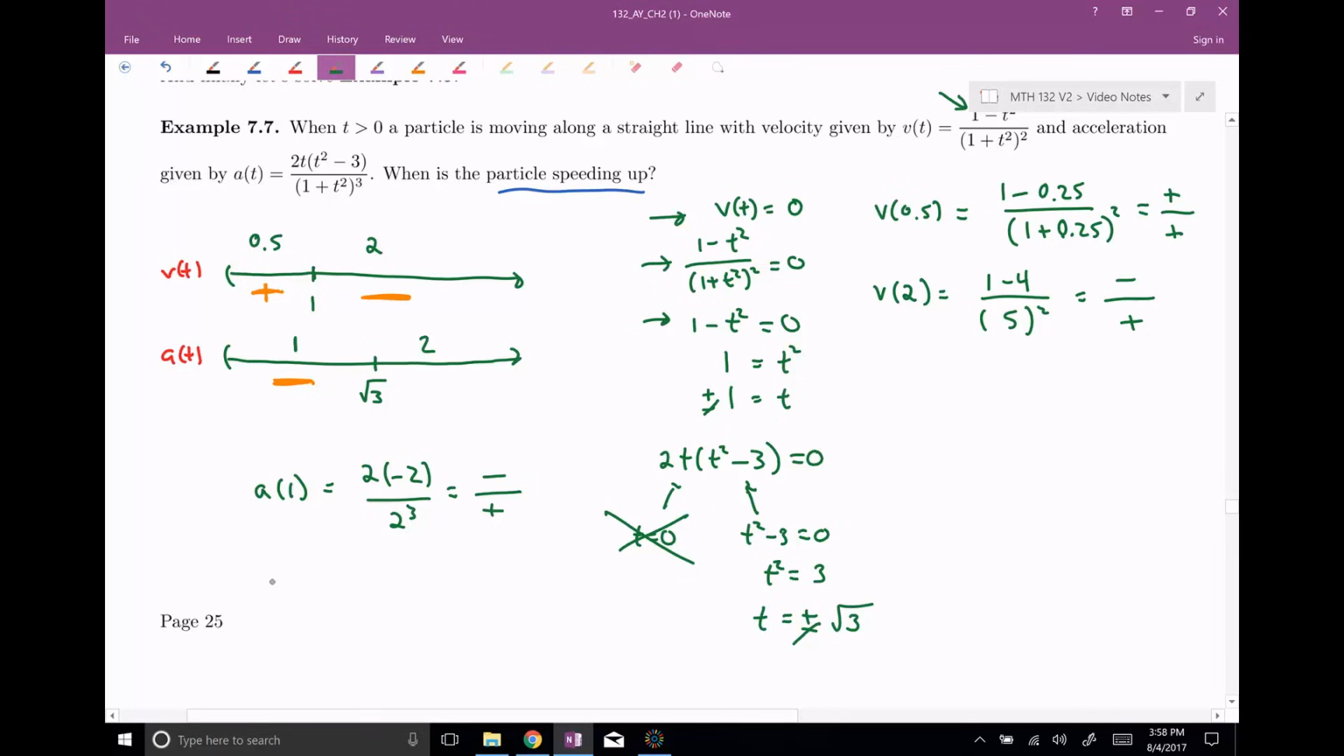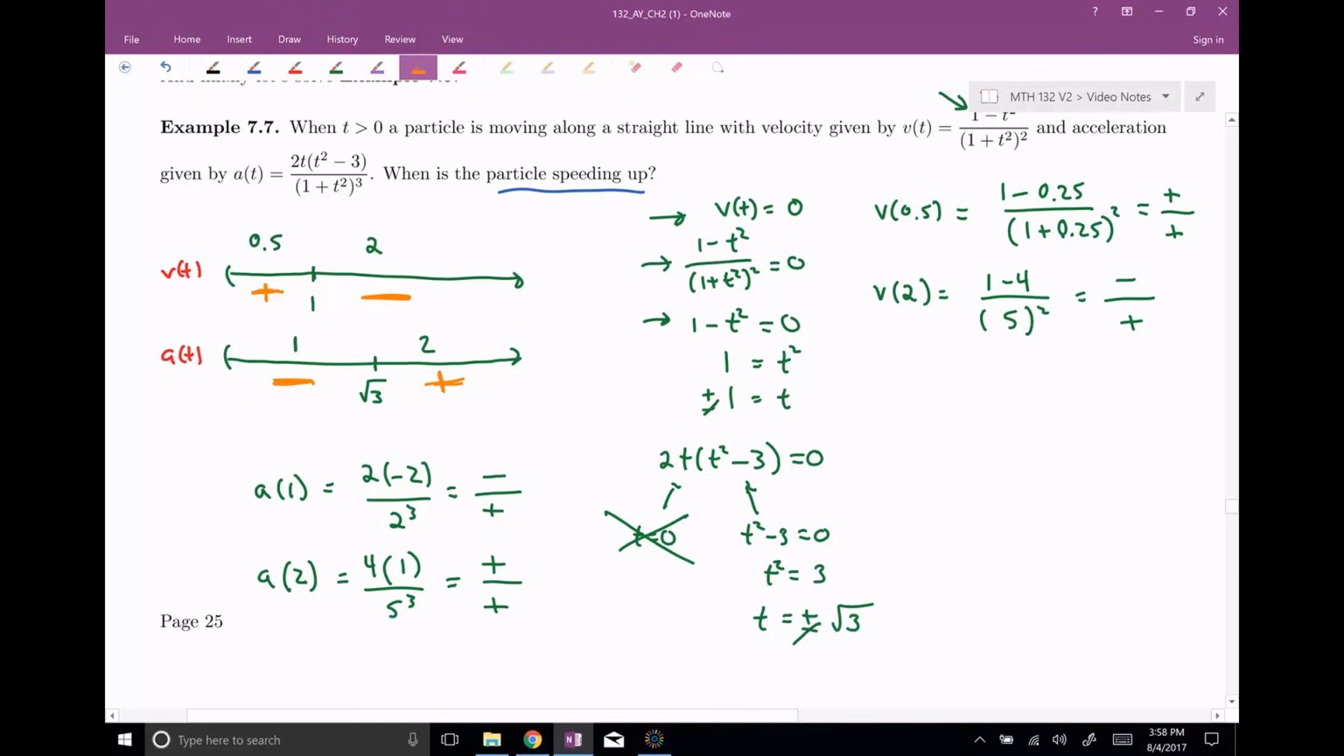Next test point, a of 2. So I'm going to have 2 times 2 is 4, and then 4 minus 3 will be 1, divided by 1 plus 4, which is going to be 5 cubed. Again, I really don't care what these evaluate out to, it's just positive over positive. That's the bit that I need to see, that this is going to be positive.